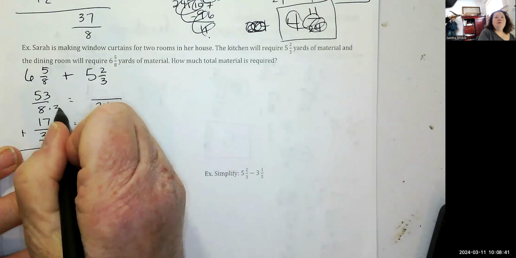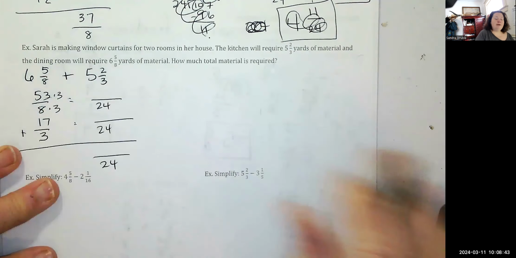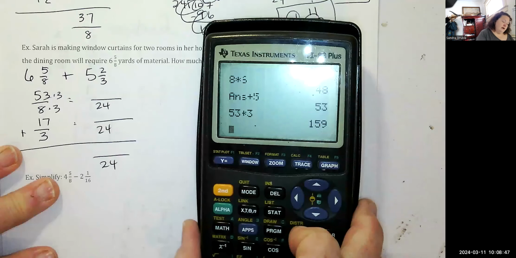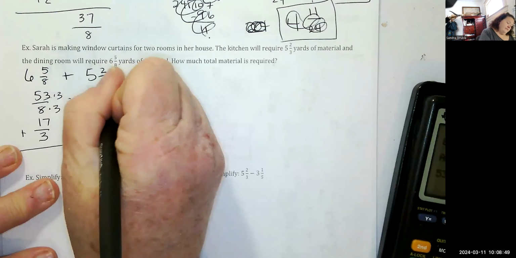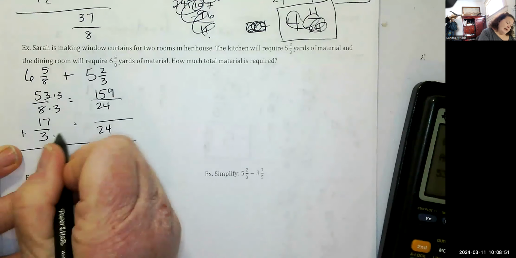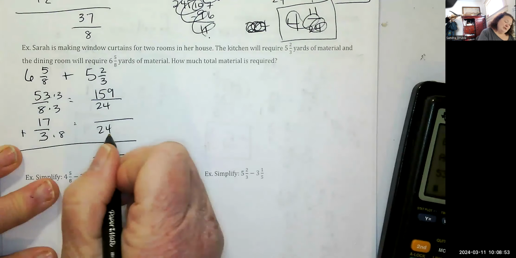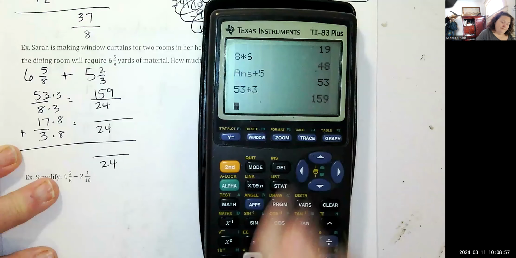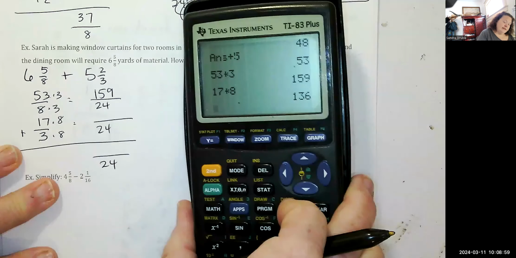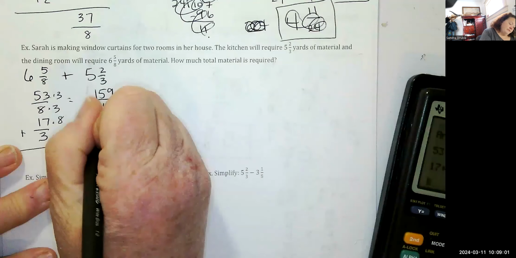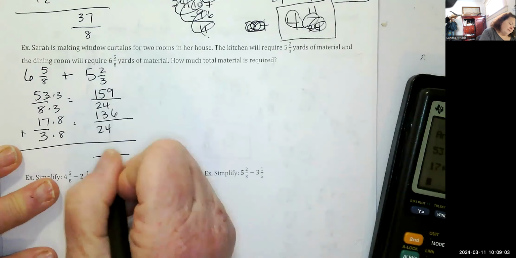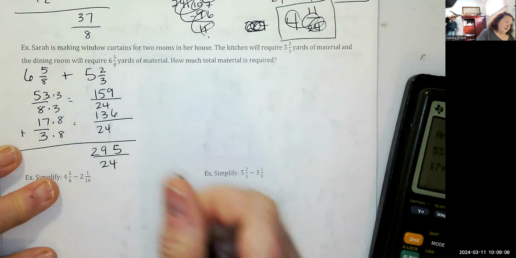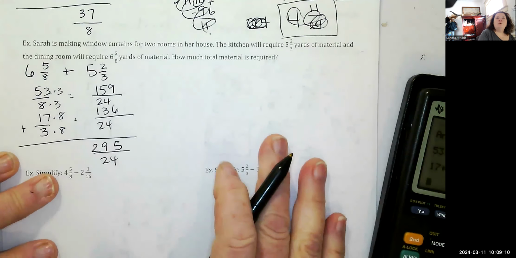8 times 3 is 24. 53 times 3 is 159. 17 times 8, I'm sorry, 3 times 8 is 24. I'm getting ahead of myself. 17 times 8 is 136. Adding those 2 together, I got 295 divided by 24.